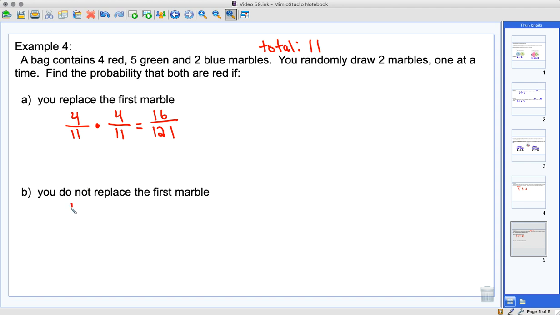My first fraction isn't going to change. My second fraction is, because now I keep that marble out, and the fact that I keep a red one out means that there are 3 left. So we get 12 out of 110 this time for the probability. Okay, so that's independent versus dependent events. Okay, so with replacement, without replacement.